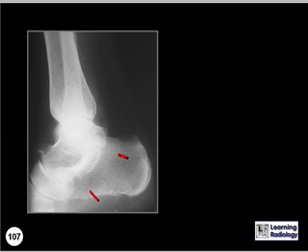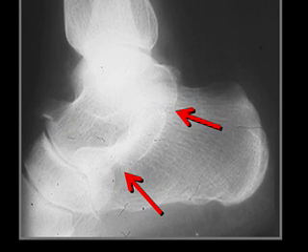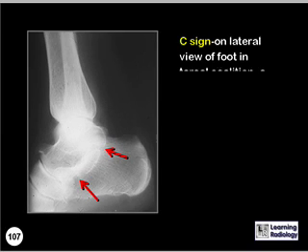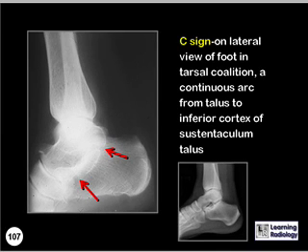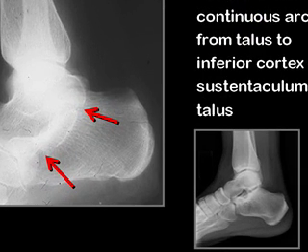What is the name of this sign? This is the C sign, seen on a lateral view of the foot in tarsal coalition, a continuous arc of bone from the talus to the inferior cortex of the sustentaculum tali. In the inset, there is a photo of a normal lateral ankle.